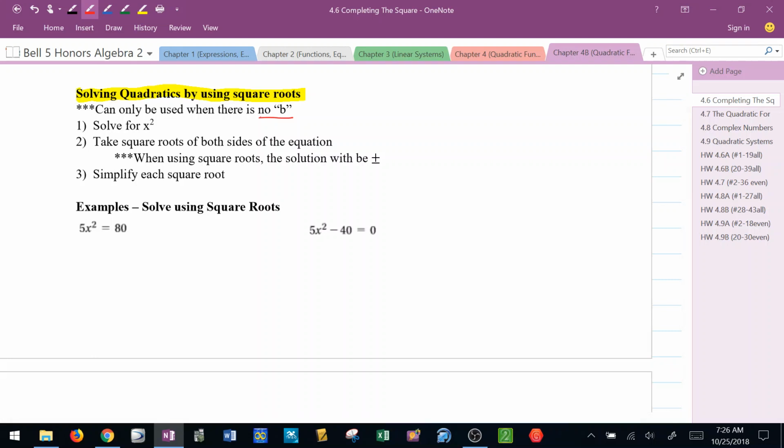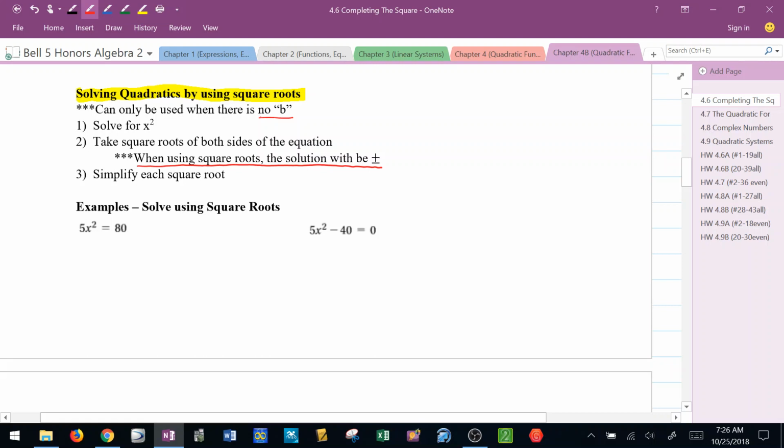So how do I do it? First step, solve for x squared. We want to get x squared all by itself. We want to get rid of any values in front of x squared as well. We're going to take the square root of both sides, and this is the big key. When using square roots, we have to show two possible solutions.